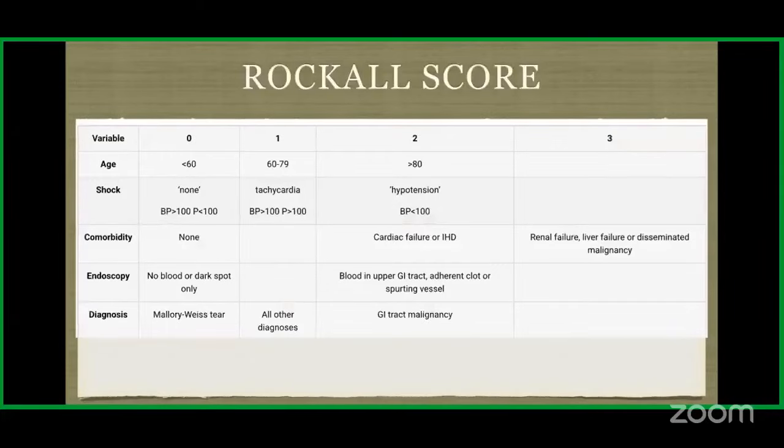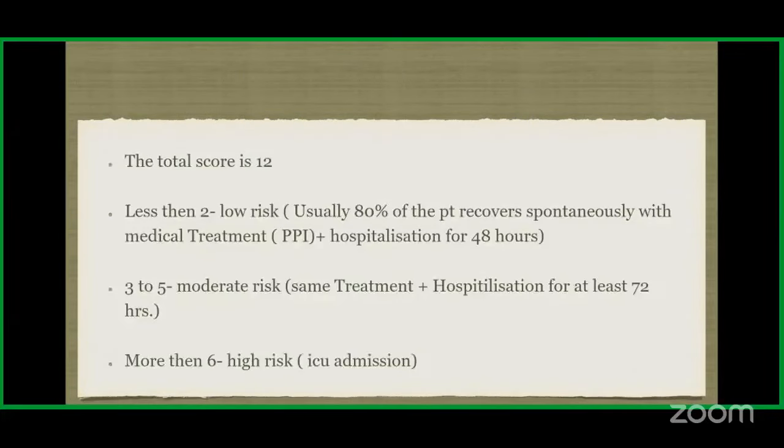Any score more than 8 indicates the patient needs an ICU admission with higher chances of rebleeding. Rockall score also helps us to estimate the risk of patients. If the score is less than 2, it is a low risk. The patient can be put on oral medications, and hospitalization is a must for every patient with GI bleed. Observation is a must, at least for a minimum of 24 to 48 hours. If the score is 3 to 5, there's moderate risk. That means the treatment will be the same, but the hospital stay increases to at least 72 hours to avoid any complications. And if the score is more than 7, it is high risk. That means the patient needs ICU admission, and there is high risk of mortality involved.